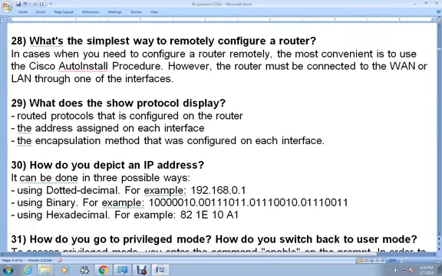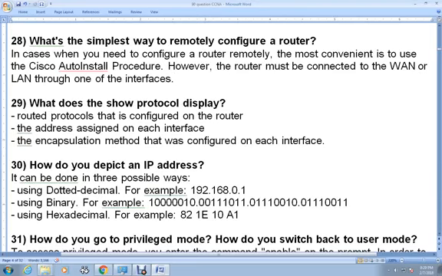Guys, next question: what is the simplest way to remotely configure a router? In cases when you need to configure a router remotely, the most convenient way is to use the Cisco AutoInstall procedure. However, the router must be connected to the WAN or LAN through one of the interfaces.